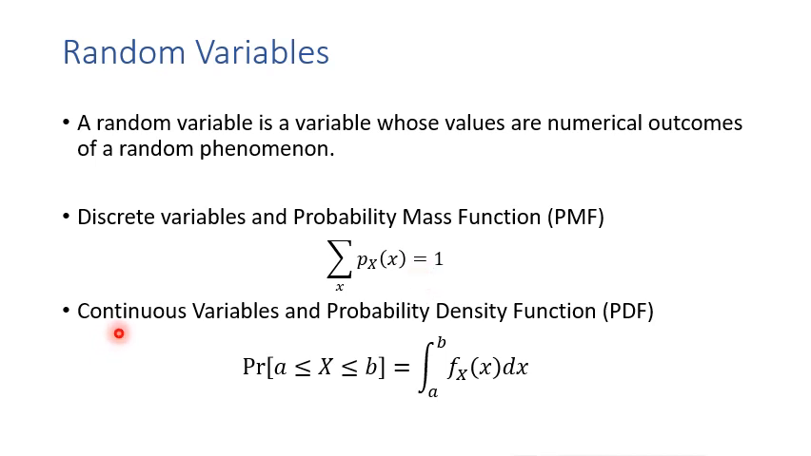The second type of random variable is continuous. For the continuous variable, we define the probability density function. If a random variable lies in a range between A and B, then we need to calculate the integral of the probability density function to get the probability of the random variable X.